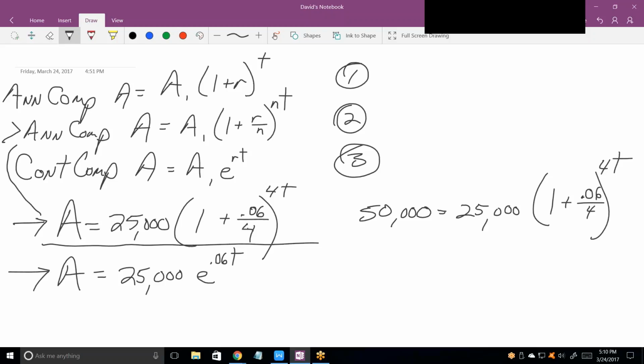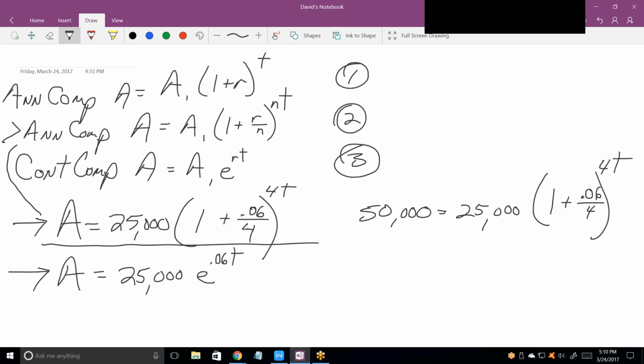Now, whenever the variable, and there's only one variable here, it's t. Whenever the variable is in the exponent, then you're going to have to use logarithms to solve it, always. If the variable is not in the exponent, then you probably don't have to use logarithms to solve it. But even using logarithms, what's the first step?